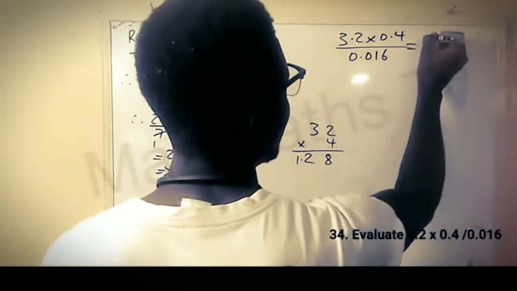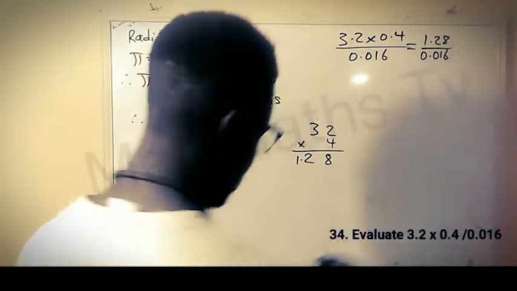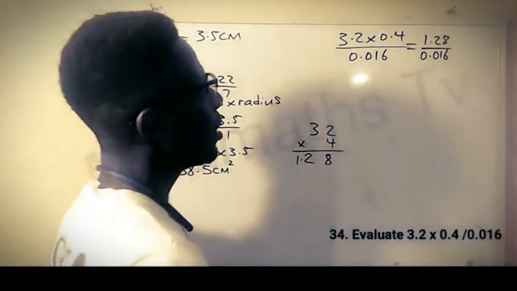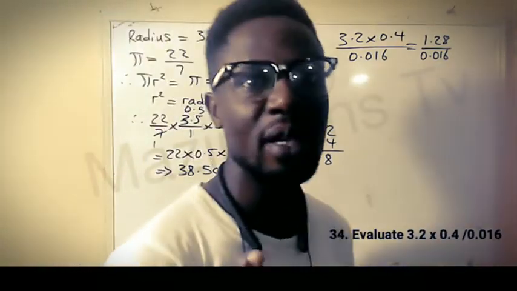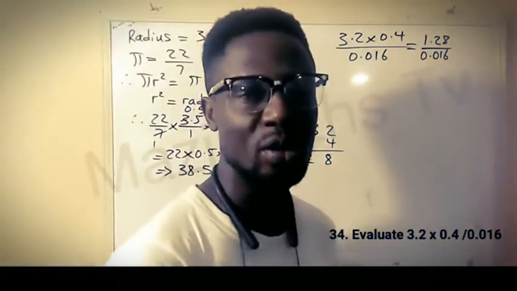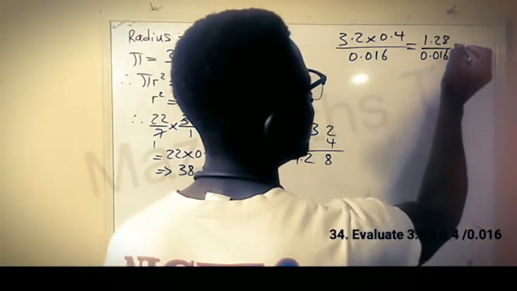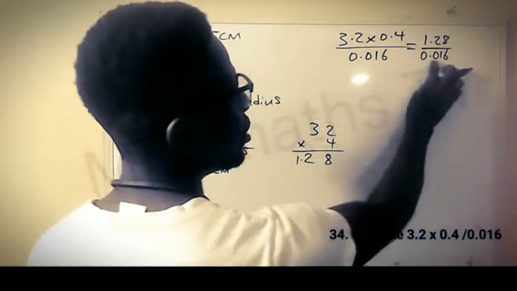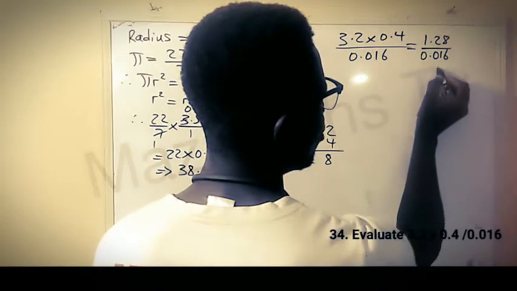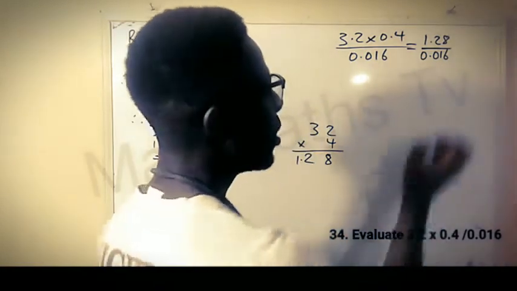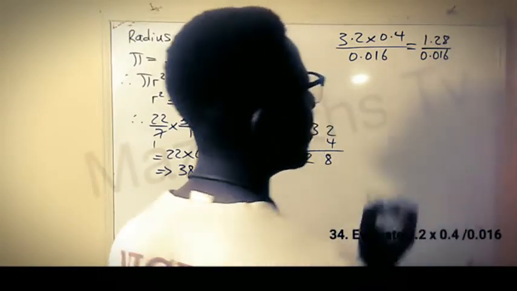So therefore, now we have 1.28 over 0.016. Now here we want to divide the top and bottom numbers. There is an easy way to do that. You can first change both numbers to whole numbers, which means I'm going to multiply the top and bottom by a certain number, judging by the bottom number. Since we have 3 decimal places here, tenths, hundredths, and thousandths, the value of this one is thousandths. So I'm going to multiply both top and bottom by 1000.